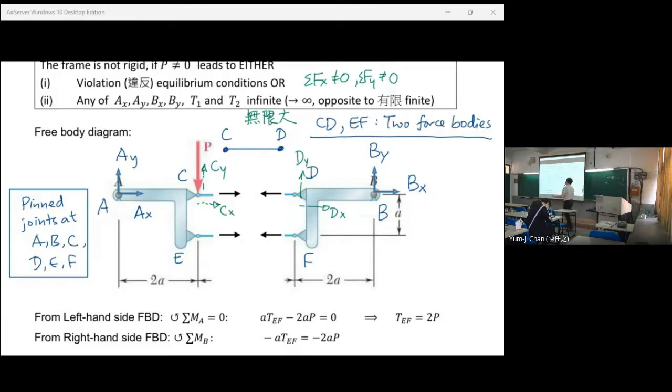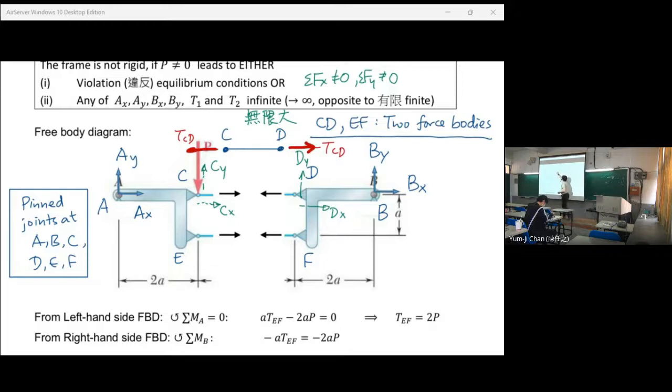If it is a 2-force body, what do we know? Very good. So all the forces would act along the line of CD. So all the forces only act on the line of CD. So usually we write TCD, right? TCD and TCD. Because it is a 2-force body, all the forces acting on C and D act on the line of CD. It's okay.